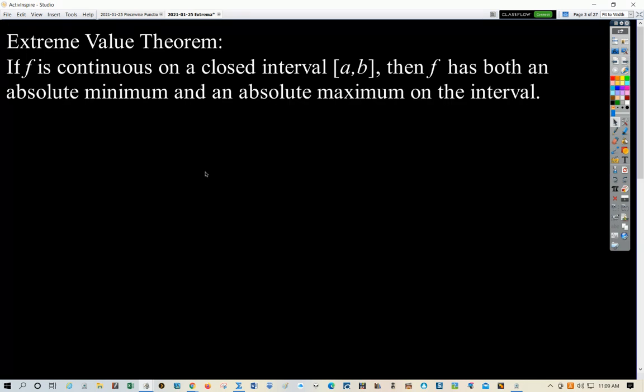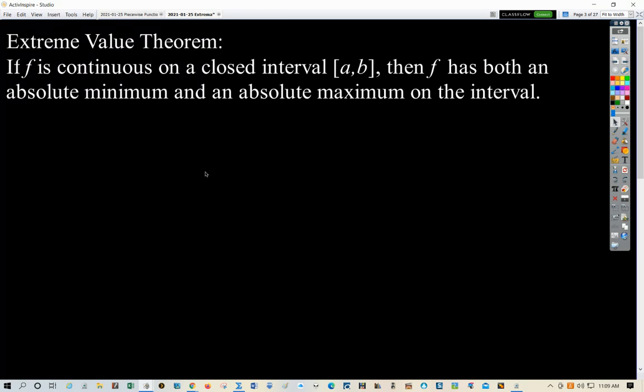So we're going to introduce an existence theorem. There are about four or five of these existence theorems that pop up a lot in calculus. The extreme value theorem. When I say existence theorem, this is an example of a theorem where if we meet the criteria, then it guarantees the existence of something, right?